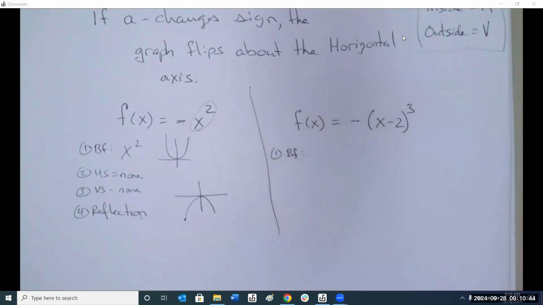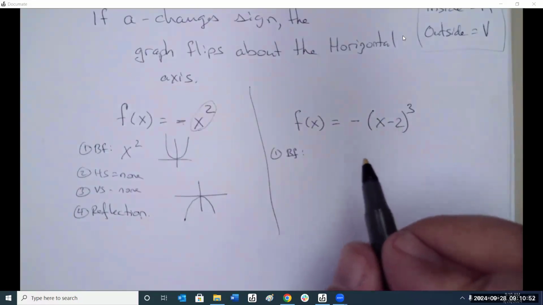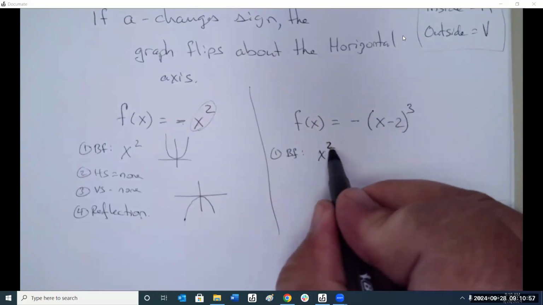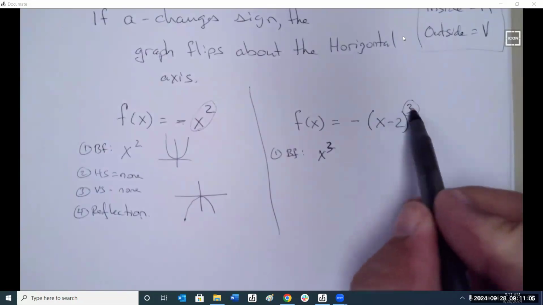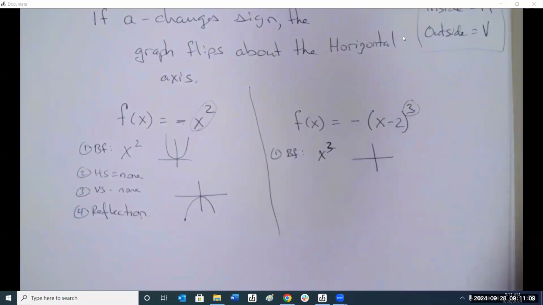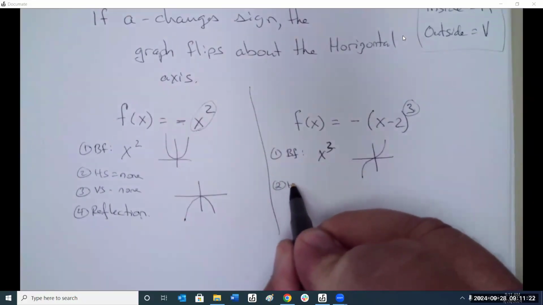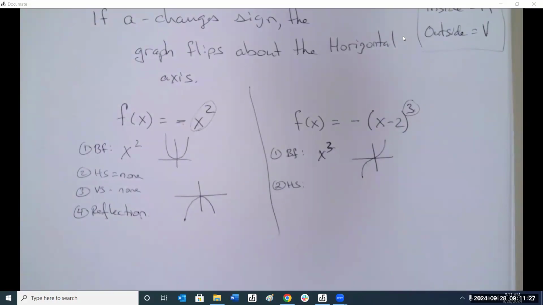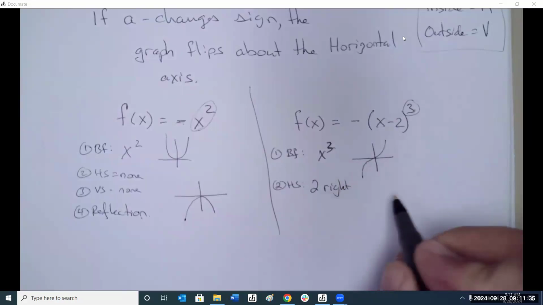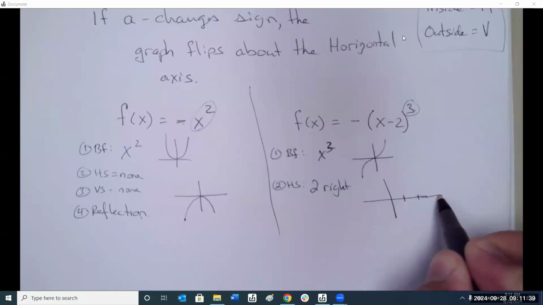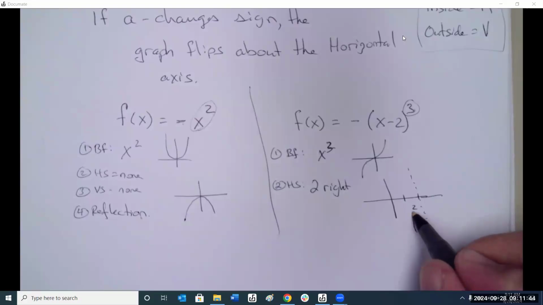So basic function here is what? X cubed, because there's a power. Remember, get rid of all the numbers. Where's the x? There's the power, so it's x cubed. What does the graph look like for x cubed? It goes up. It's an increasing function, right? Is there a horizontal shift? Where? Yeah. Two to the right. So it's 1, 2. So there's my new origin. It's still an increasing function.